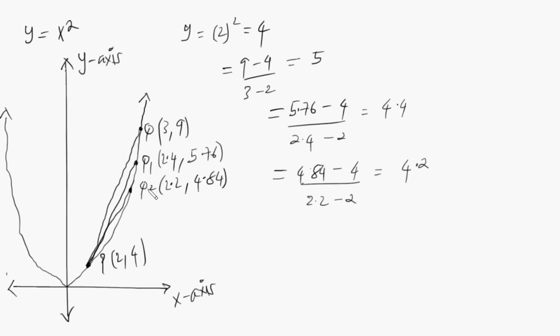But what if Q comes even closer to P, somewhere here, Q1, where the value of x now is 2.1, so the value of y is just 2.1 squared, which is 4.41. This time, the average rate of change of y as x changes from 2 to 2.1 is just going to be 4.41 minus 4 over 2.1 minus 2. So the answer will be 4.1. So this 4.1 again is just the gradient of a straight line from Q1 to P.